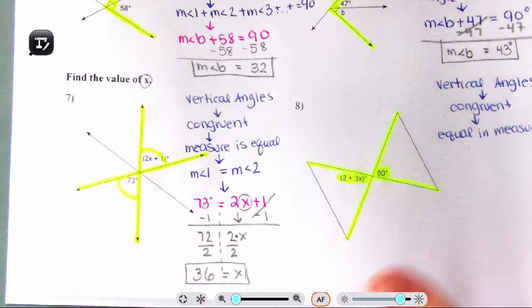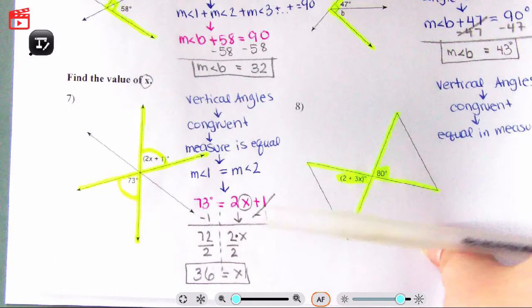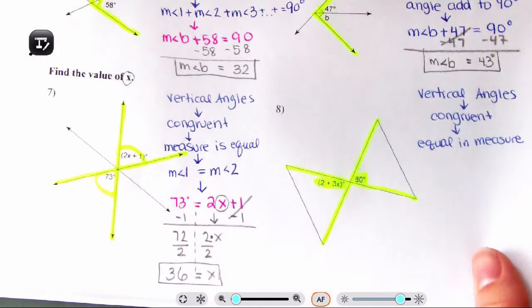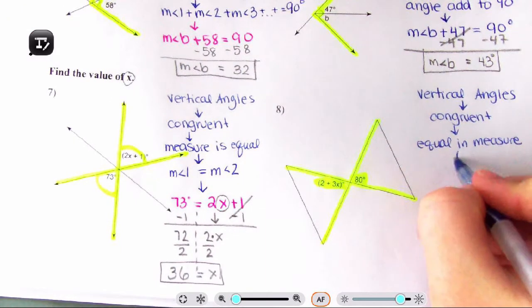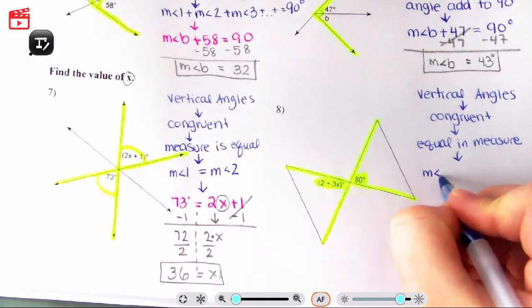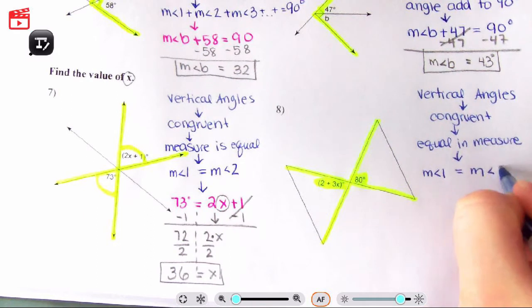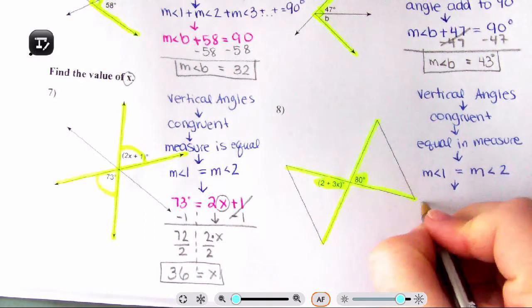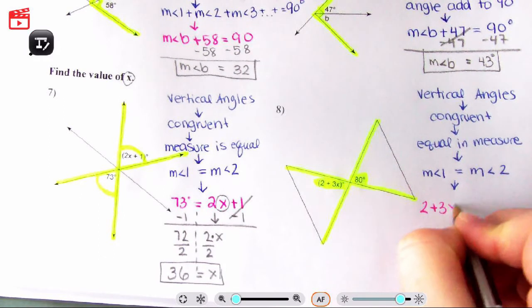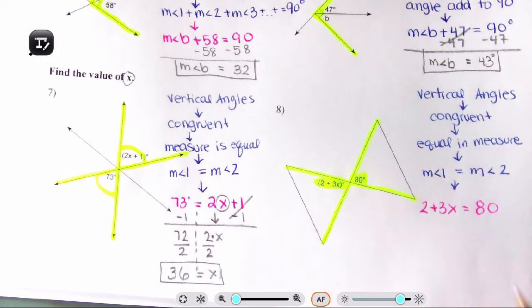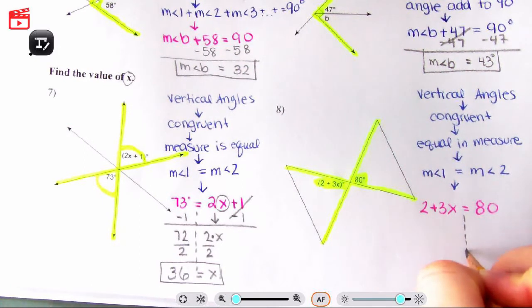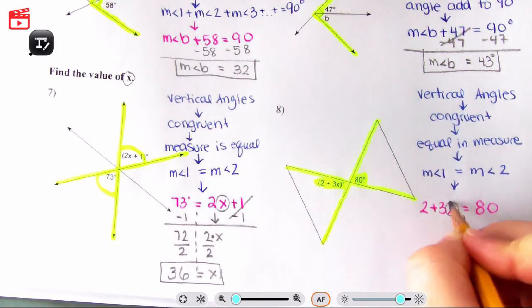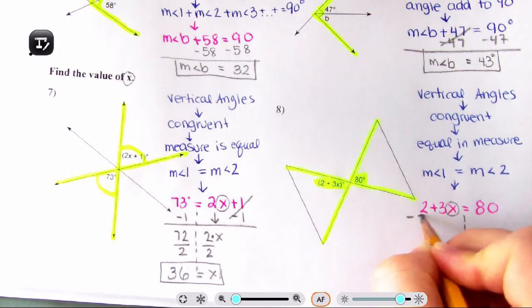Let me scooch that a little bit so you can see what I'm writing fully. And then what does that mean? That means the measure of angle 1 is equal to the measure of angle 2. And so what does that mean in our example? It means 2 plus 3x is equal to 80. Again, dashed line to separate it. Here's your x. Here's your 2. I'm going to subtract 2 from both sides.